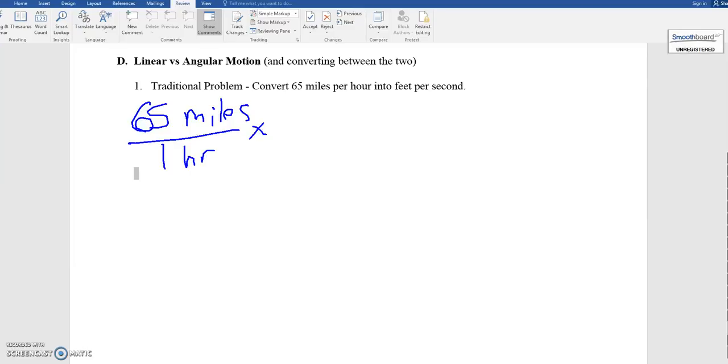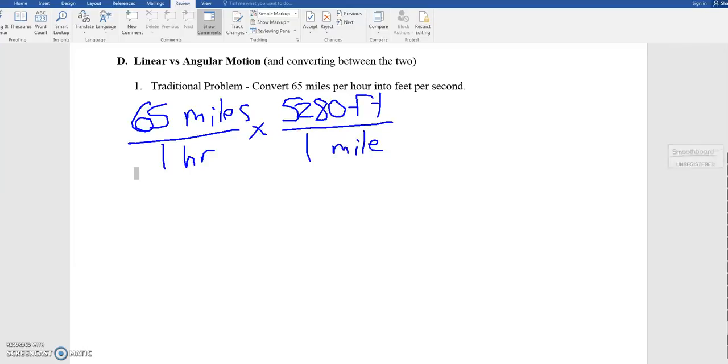In this case, I'll just start with the top. 1 mile is equivalent to 5,280 feet. So I would multiply our original fraction by 5,280 feet over 1 mile. And the reason I do that is miles on top and miles on bottom cancel each other out. And so now my distance unit, my numerator unit, has now been converted into feet.